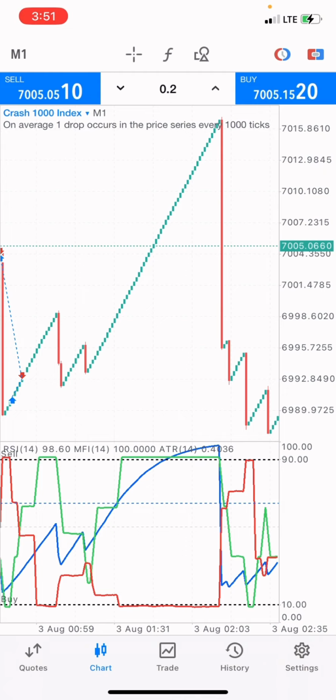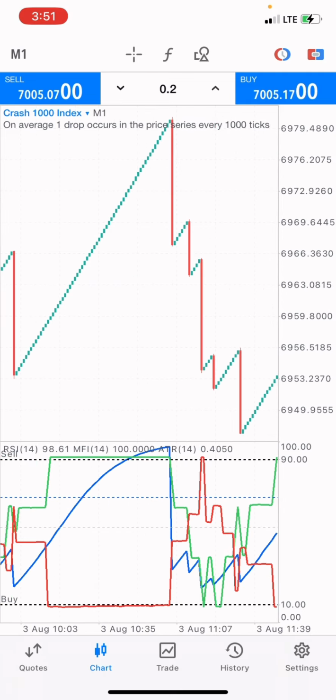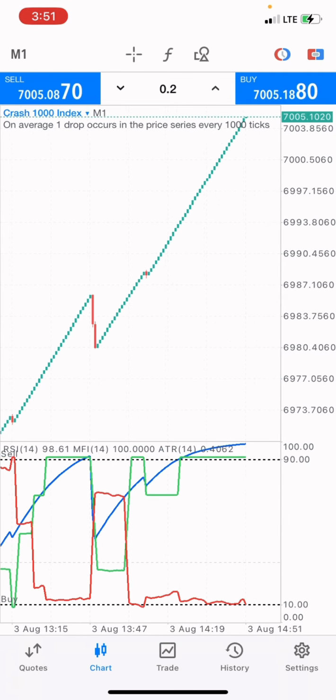Now with this strategy, we're going to be using the 4th zoom level, so that you can see the levels. All right, so you can see it very clearly. I'm going to be using the 4th zoom level.